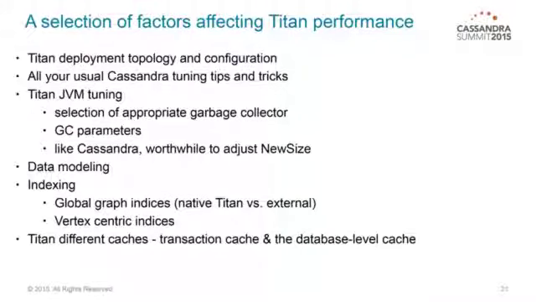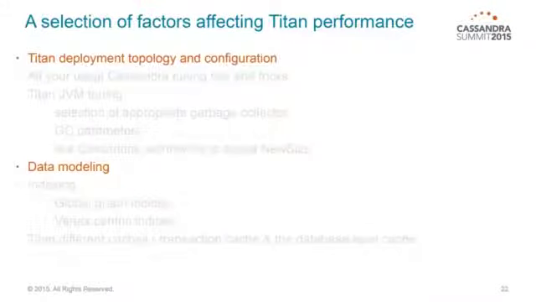So one, some of these are probably pretty obvious: Titan deployment, topology, and configuration, all your usual Cassandra tuning tips and tricks. If you think about it, Titan's running on top of Cassandra, so optimizing your Cassandra setup is probably a good thing. Titan JVM tuning: Titan actually runs in the JVM, so usual JVM tuning matters there. Data modeling choices, and then indexing. Titan has its own built-in indexing and can use third-party indexers, so that makes a difference. And then also Titan has a number of different layers of caching that are important. Specifically, we're going to talk about deployment topology and data modeling.